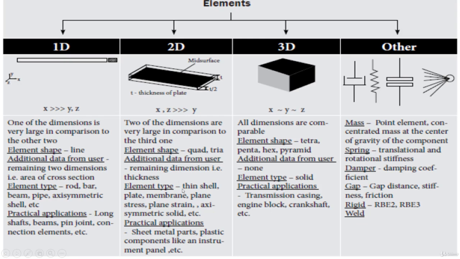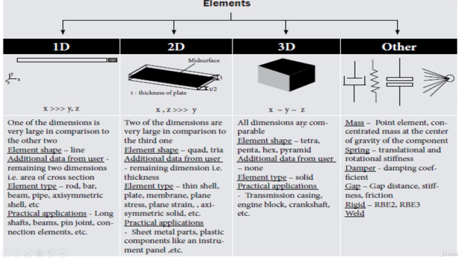And here the element types are thin shell, plate, membrane, plane stress, plane strain, axisymmetric solid, etc. These are the types of 2D elements available. And in practical cases where we are going to analyze sheet metal parts and plastic components with very minimum wall thickness, we are going to use 2D elements in order to mesh such types of geometries.